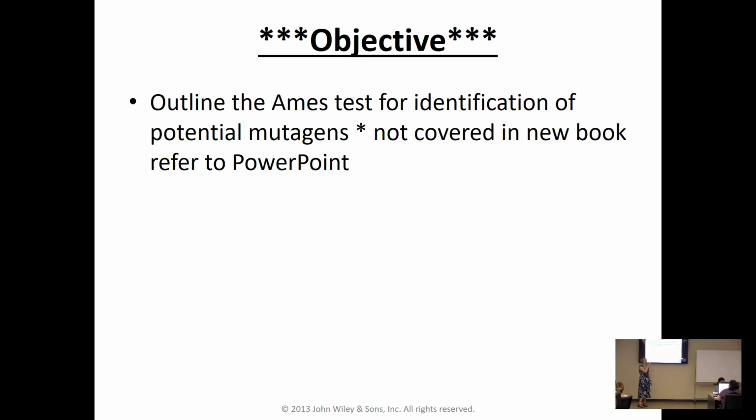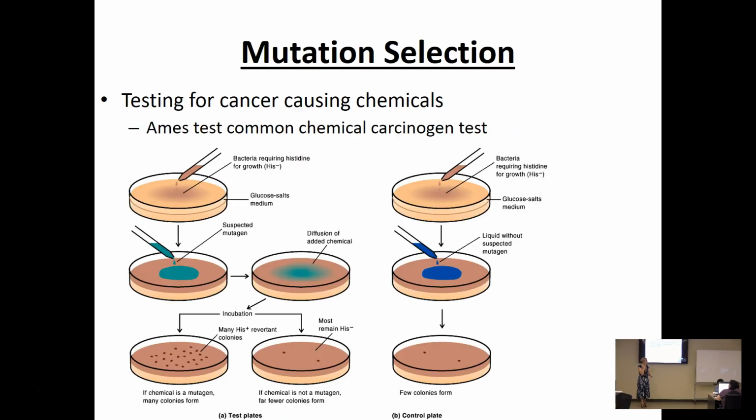Okay, so this one is not covered in your book, but this is an important technique. This is the Ames test, of course, named after someone named Ames who came up with it. This helps potentially detect mutants. So let's think about this in our everyday lives. Why would we want to know if a chemical mutates? Well, one, it could be a possible carcinogen if it mutates DNA.